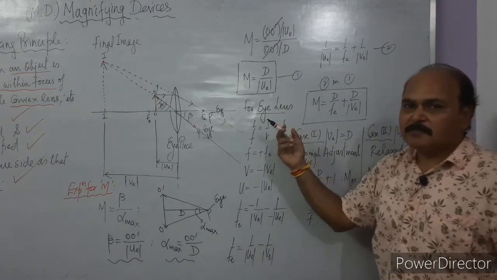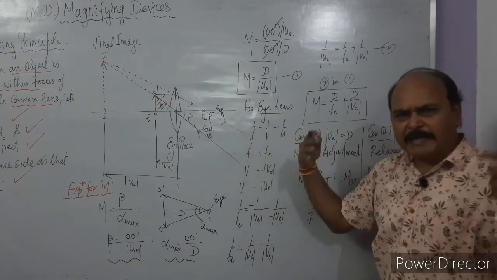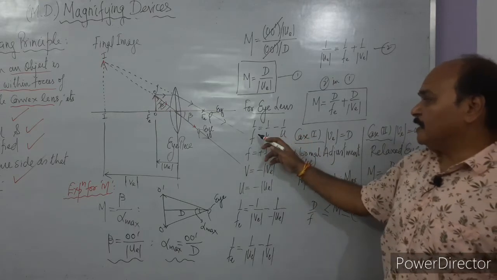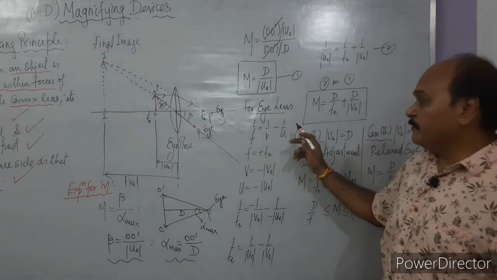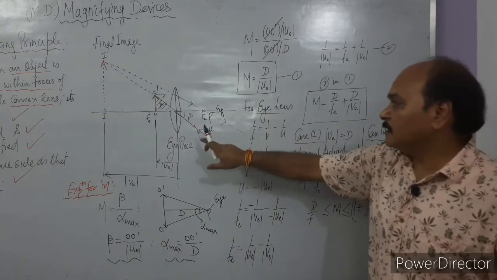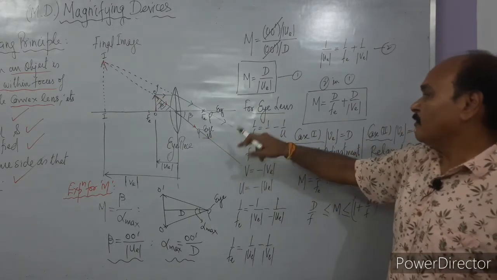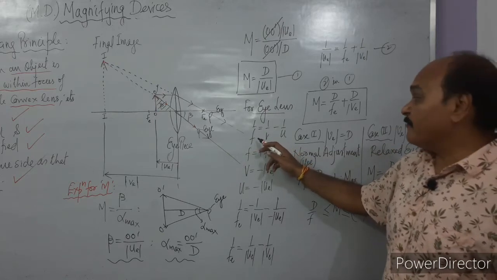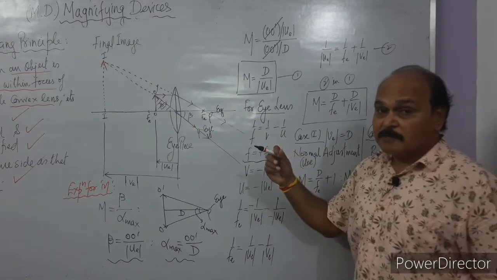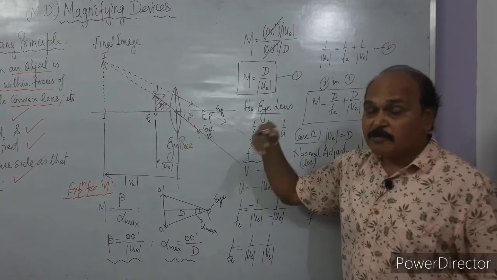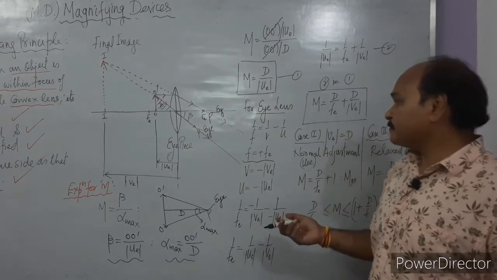For any lens, this is the lens formula: 1 upon F is equal to 1 upon V minus 1 upon U. And if we apply the lens formula here in the ray diagram, what is this F? This F is plus FE. Why plus FE? Because the nature of the lens is convex, a converging lens.